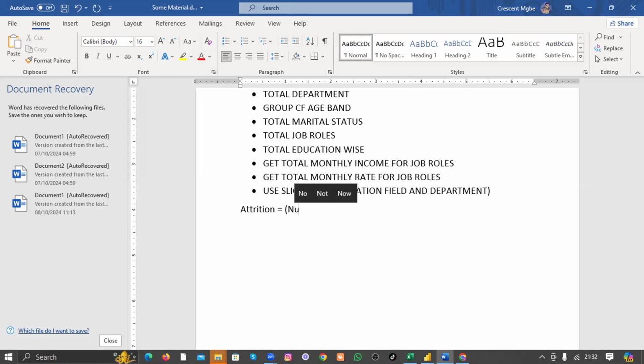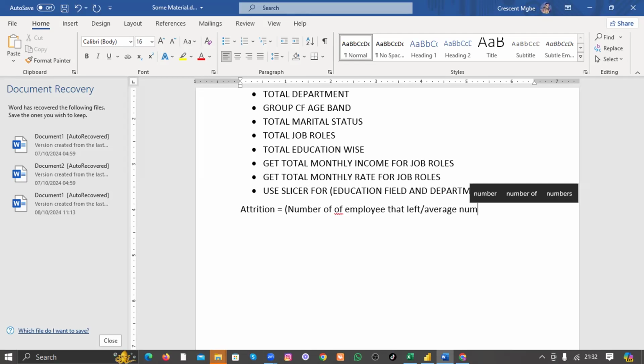the number of attrition, or number of ex-employees, or employees that have left, over the average number of employees.